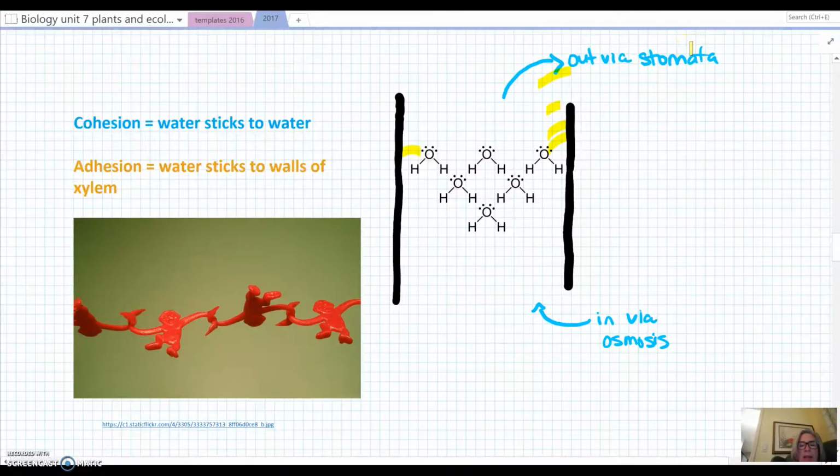My visual when I'm thinking about this is, did you ever have the game Barrel of Monkeys when you were a kid? If you pull on this monkey, all of the monkeys will move because they're all attached to each other. So I think of it as a barrel of monkeys being pulled up the xylem.